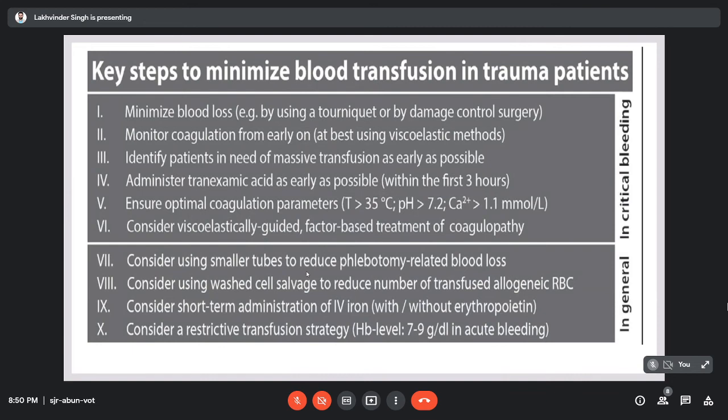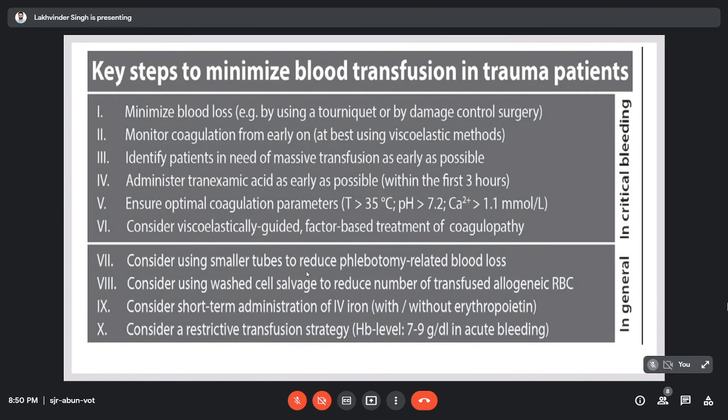Damage control surgeries are there. Some vascular surgeries, vascular injuries, and some multi-trauma cases are there. You do not take the patient to the OT for a complete surgery. You first control the bleeding. You only ligate the blood vessels. The repair surgeries can be done later. Monitor coagulation from early on. Use a viscoelastic matrix that I will discuss. Identify the patient who requires massive transfusion. Inform the blood bank immediately. There should be activation of the massive transfusion protocol.